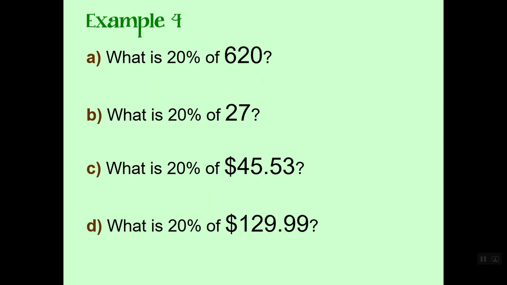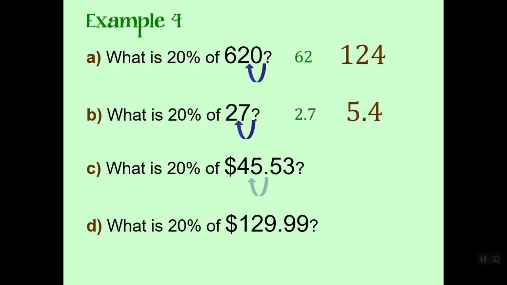So now we're going to apply that same process to finding 20% of these numbers. 20% of 620. The first thing we do is take 10%, get 62, then we're going to double that. And that you might be able to do easily in your head, or you might just want to write it down on paper and pencil. 62 doubled is 124. All right, let's find 20% of 27. First 10% is 2.7. Double that is 5.4.